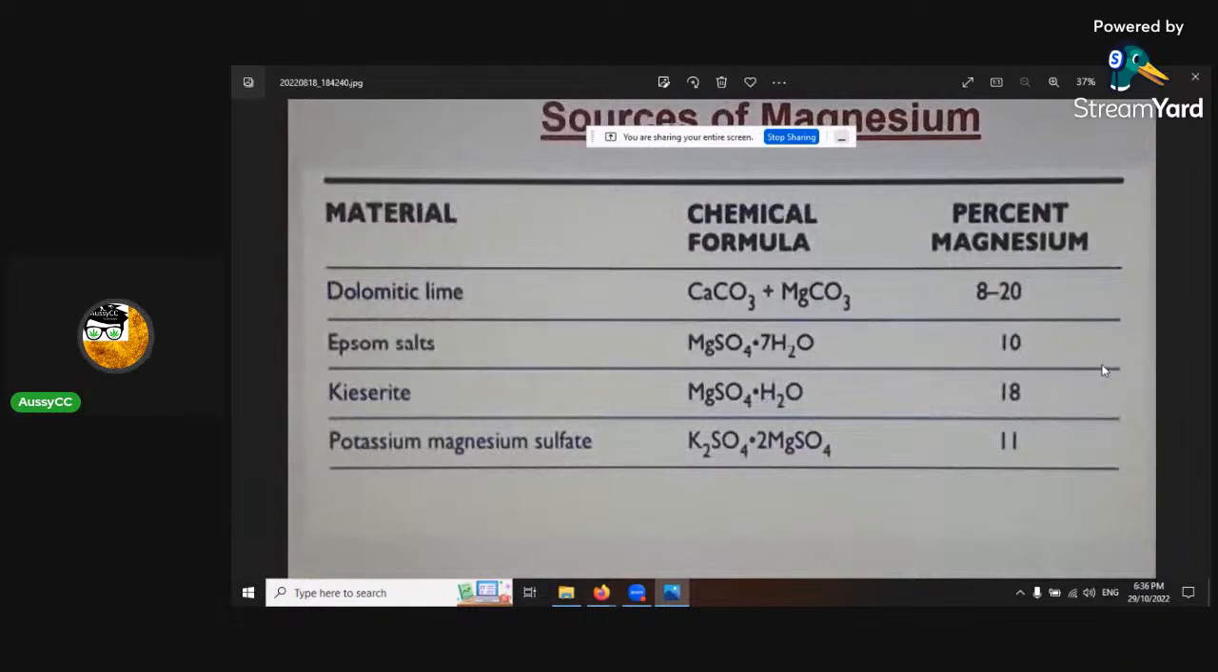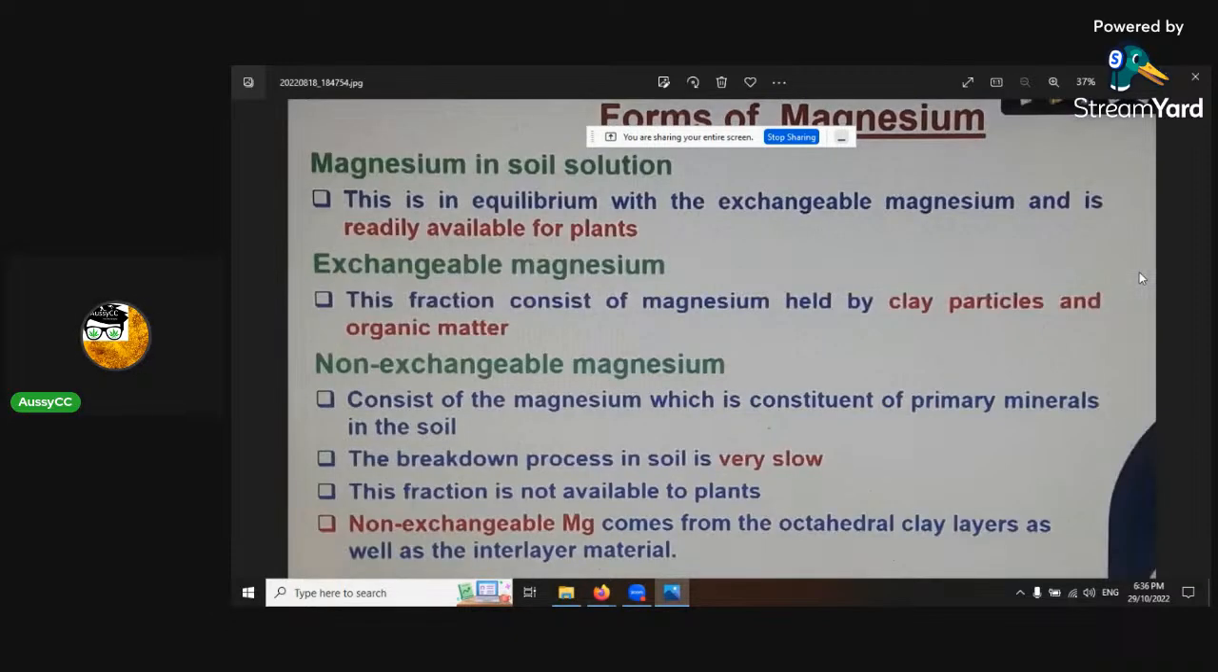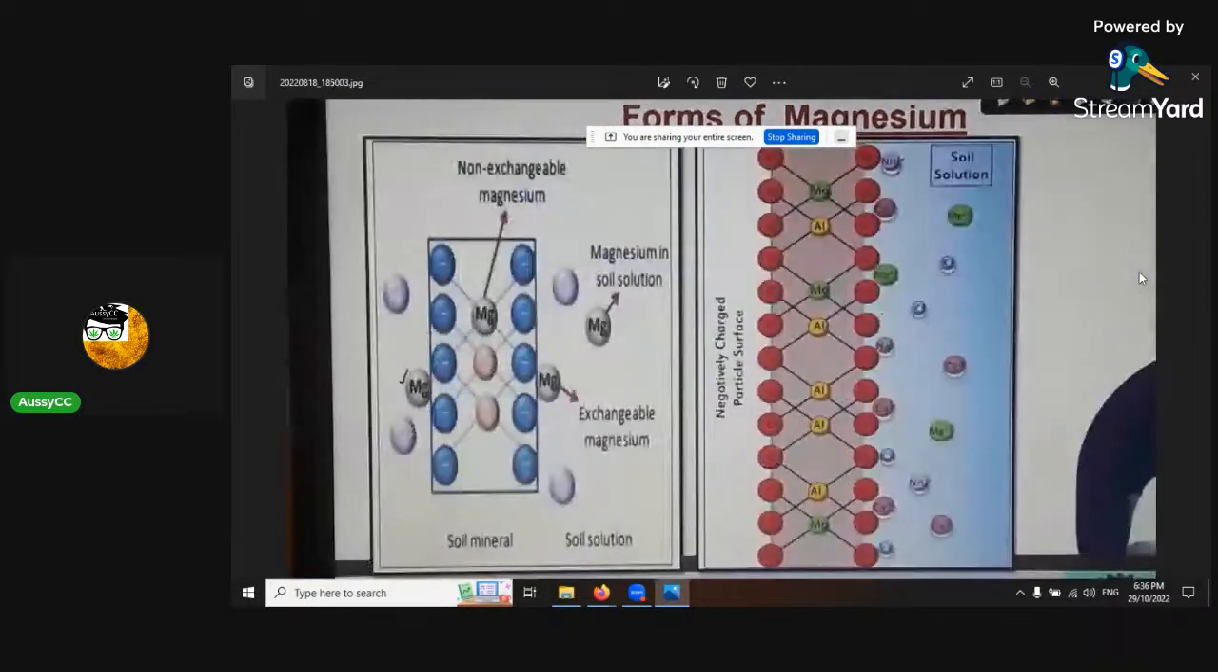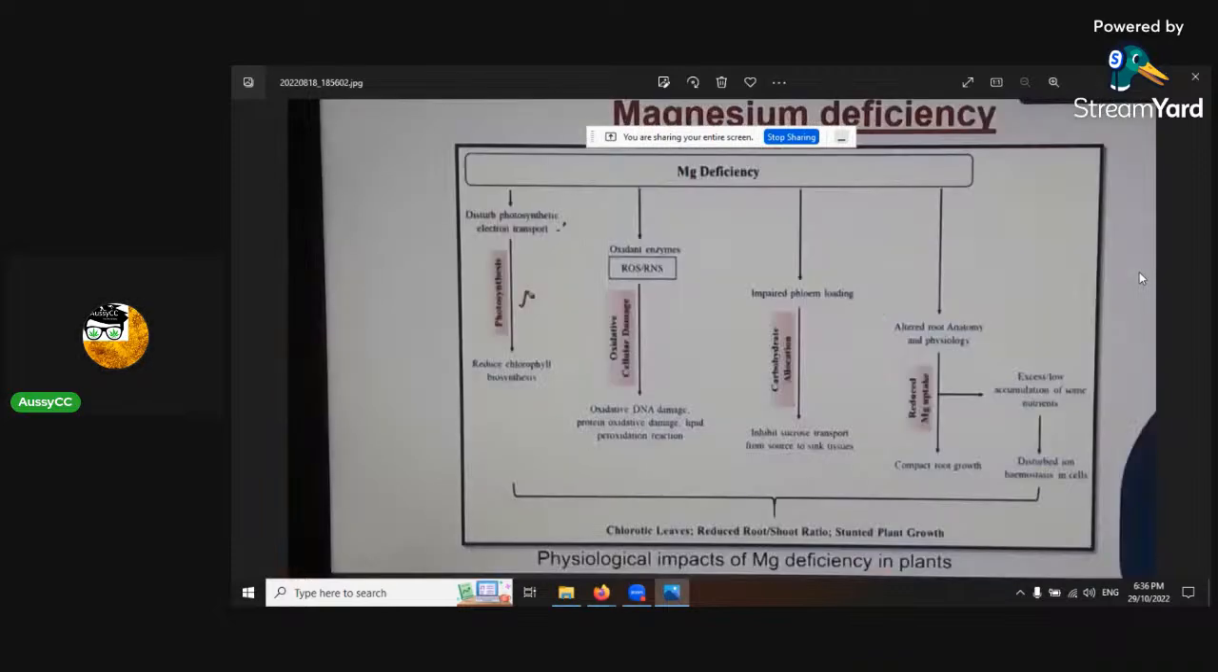Magnesium, sources of it. Epsom salt, see how it's got 10%. Remember, like before, how I converted, I thought the boron had 10.5% in it. It was a good comparison. Forms of magnesium. Yep.